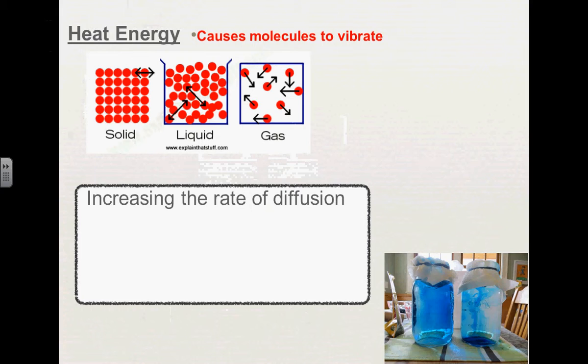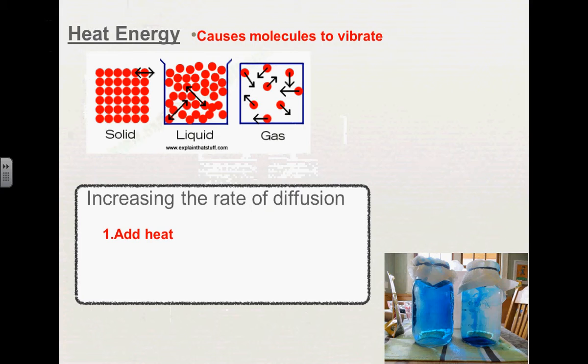When you add heat, molecules vibrate and move faster. So in a liquid, molecules are vibrating faster. In gas, they're moving the fastest. Diffusion happens most quickly in a gas. And we can increase how quickly diffusion takes place by heating up the molecules. Molecules will diffuse faster if they're in a warm substance versus a cold substance.